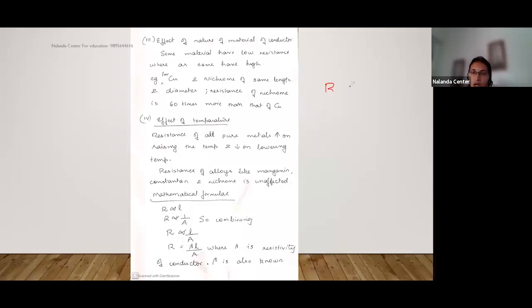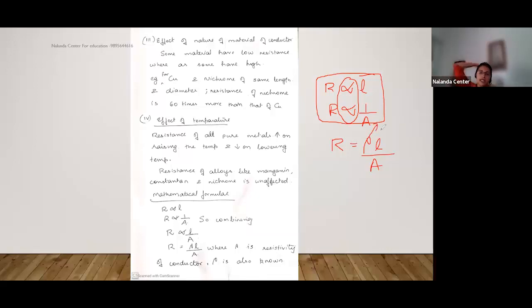R, we already told that it is proportional to length. R, we already told that it is inversely proportional to area. So, clubbing this, temperature has nothing to do with this formula and nature has something to do. We are going to change the proportional sign with the constant, which is rho. R is equal to rho into L by A. Rho has something to do with the nature of the conductor. Rho is known as resistivity.